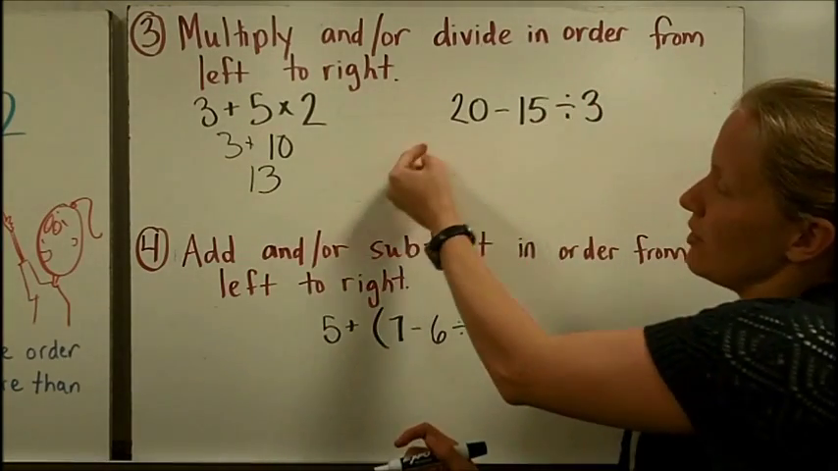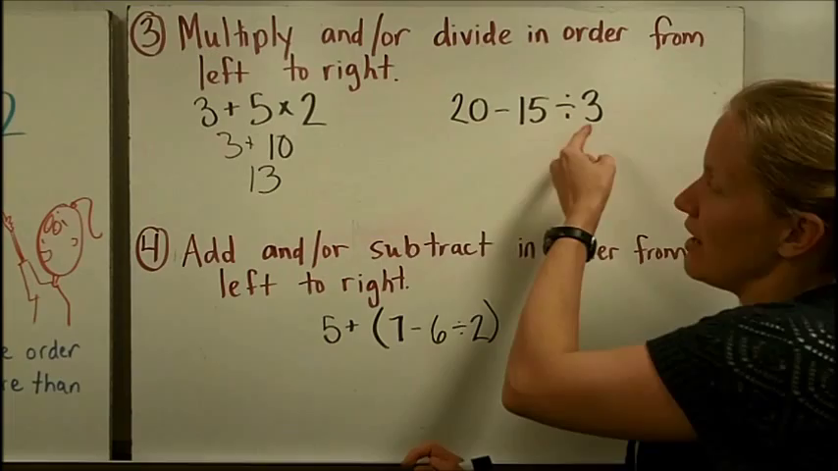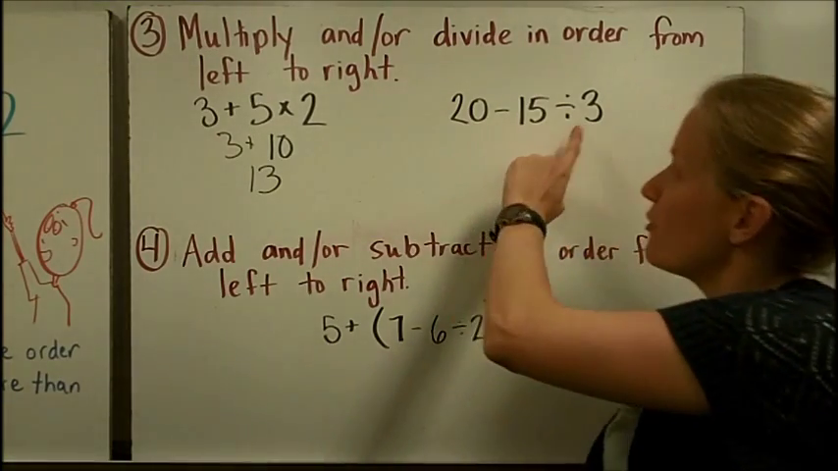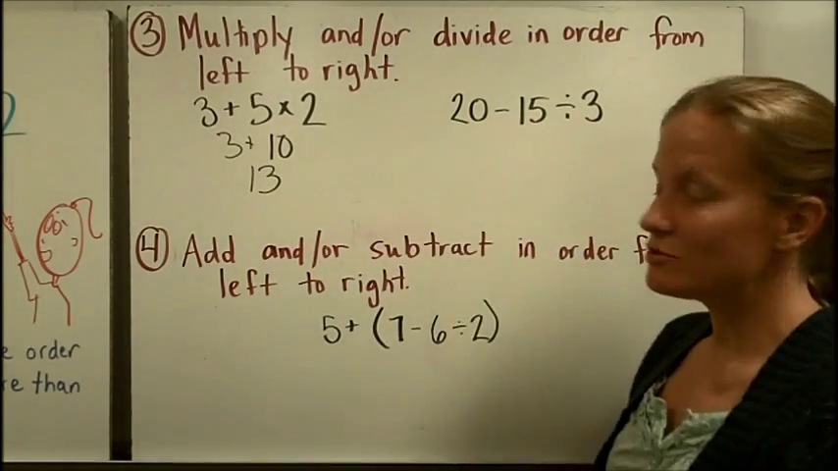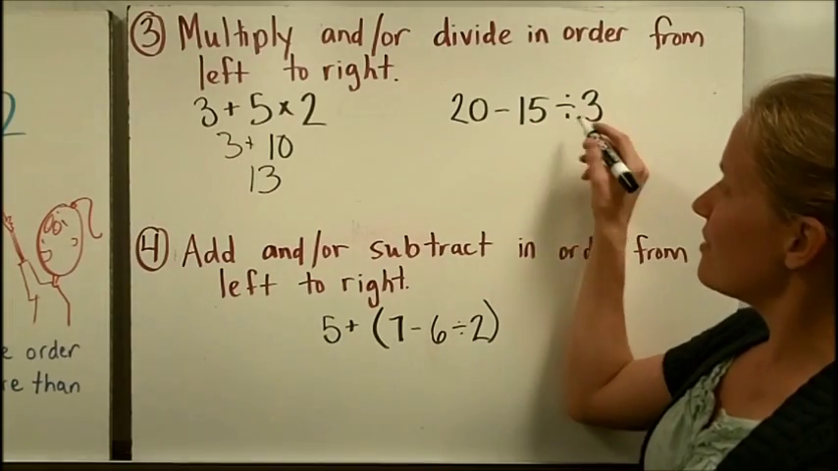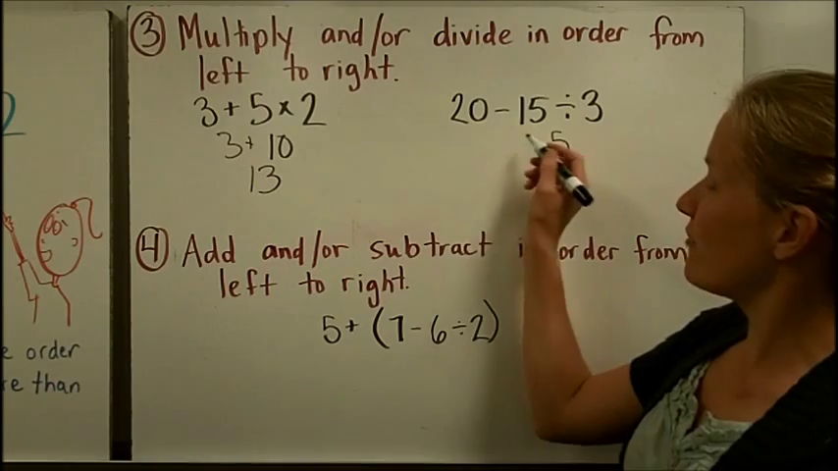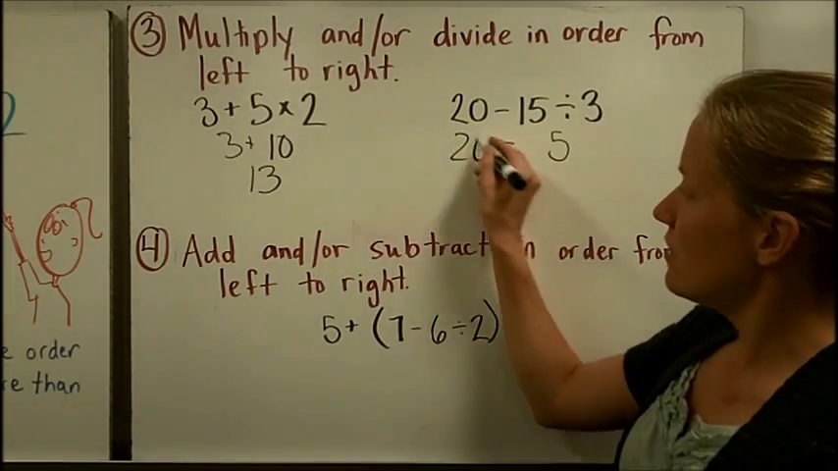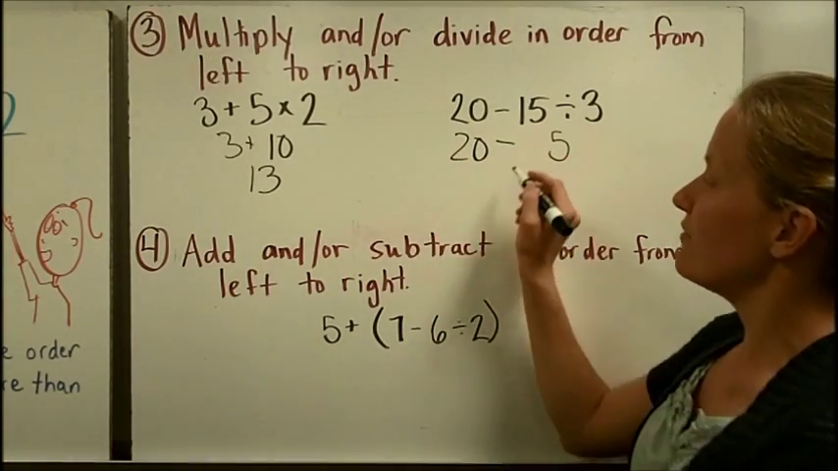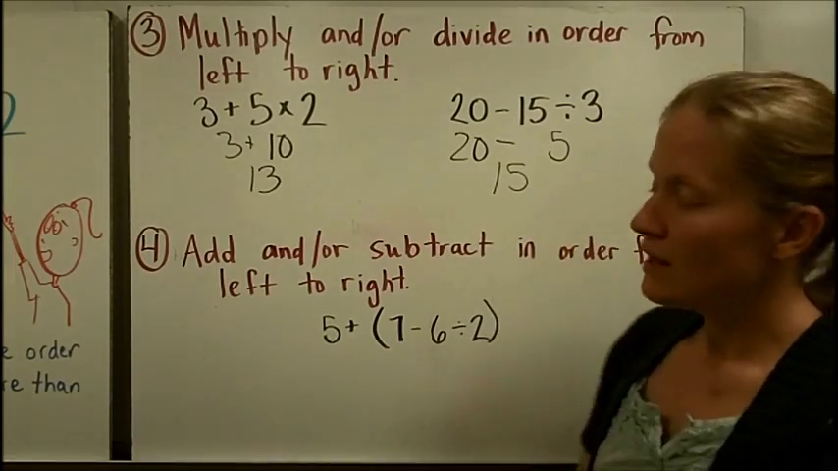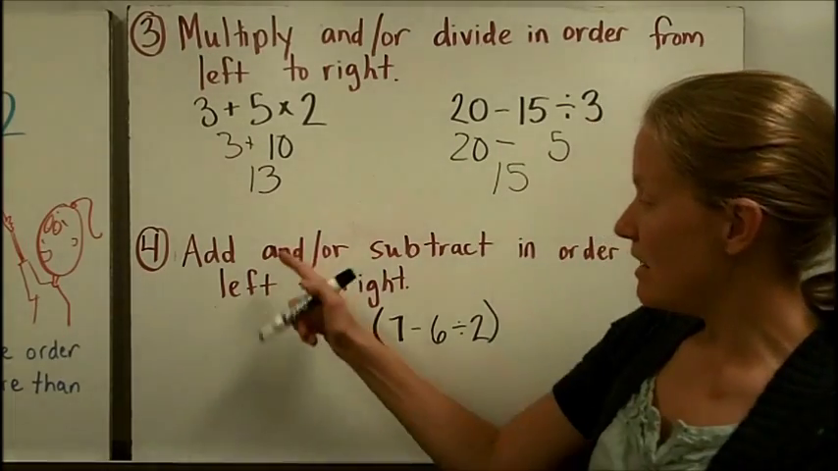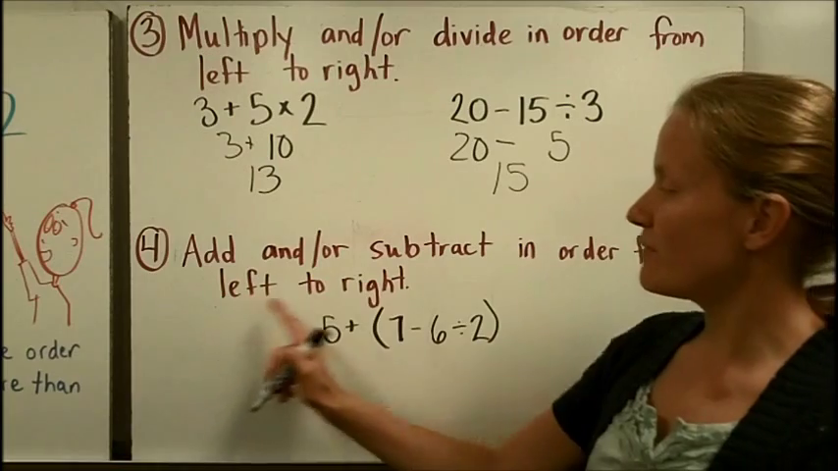Over here, I'm going to work left to right, and I find a division problem. So I'm going to do that before I ever did this subtraction problem. 15 divided by 3 is 5, and then I recopy whatever else I haven't used, and then 20 minus 5 is 15. The last step is to add and or subtract in order from left to right.